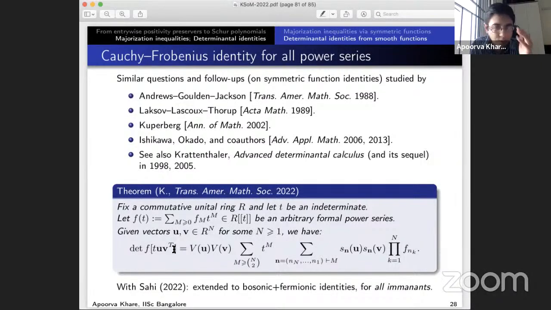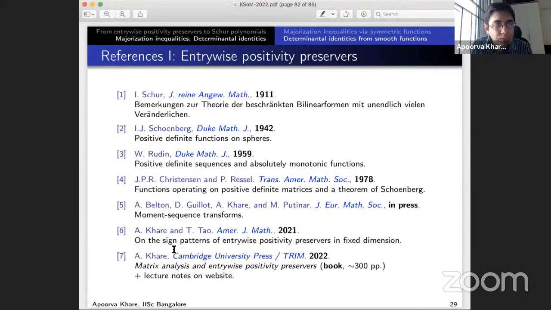So I guess that's it for now. Let me just end with some references. So these are the references for positivity preservers from Schur in 1911 to Schoenberg and Rudin with the converse theorem that no other functions work than the power series.